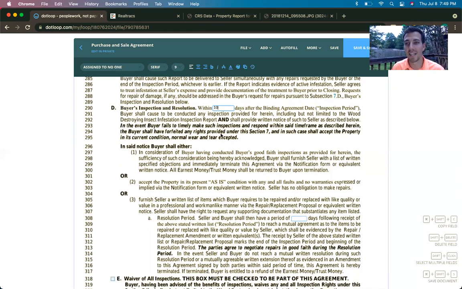And if you go beyond that 10 days and you've never contacted the seller with a list of repairs or anything, then this inspection contingency no longer applies, and now you continue moving forward with the contract. So you have to notify the seller within these 10 days.